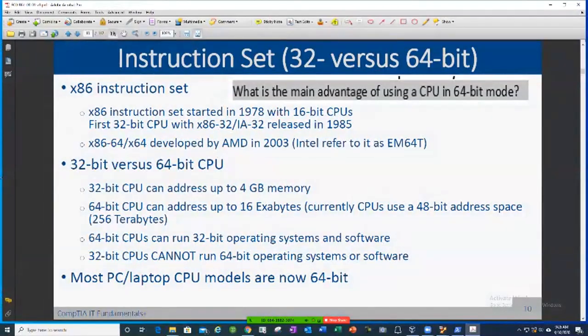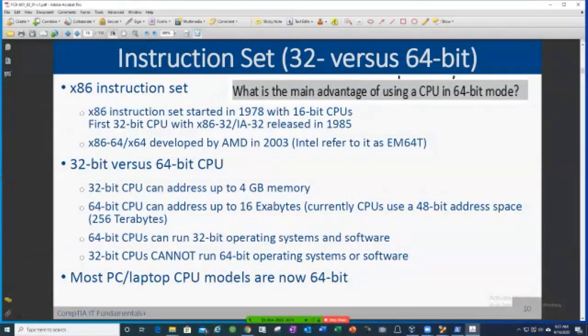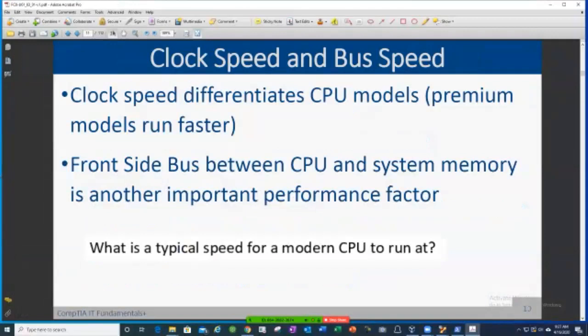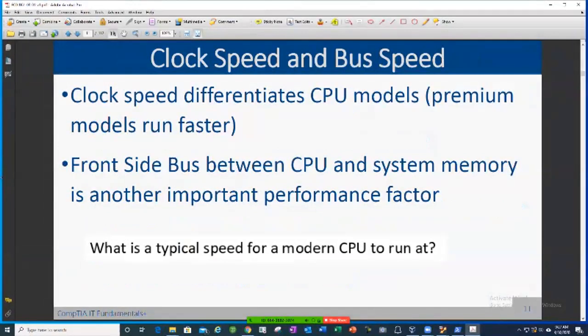So going back to the presentation, most PCs and laptops are 64-bit nowadays, so no need to talk too much about 32-bit. What about the clock speed and the bus speed? We talked about the clock speed, the 3 gigahertz. Clock speed differentiates CPU models. The premium models obviously run faster, and in terms of speed you can go from about 1 gigahertz to 4 gigahertz and change.